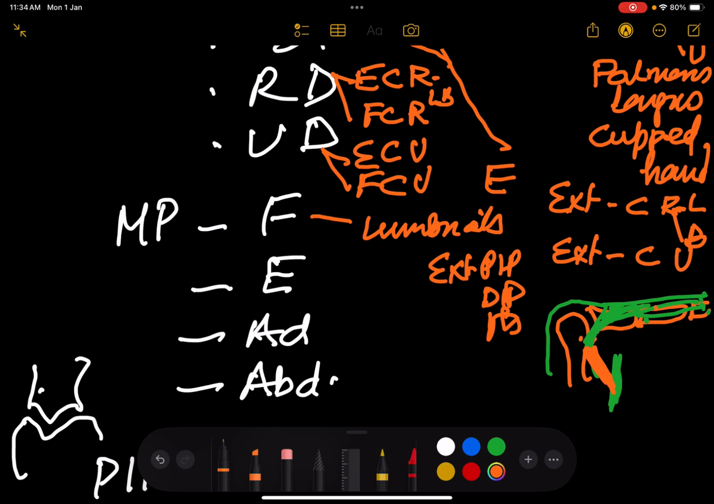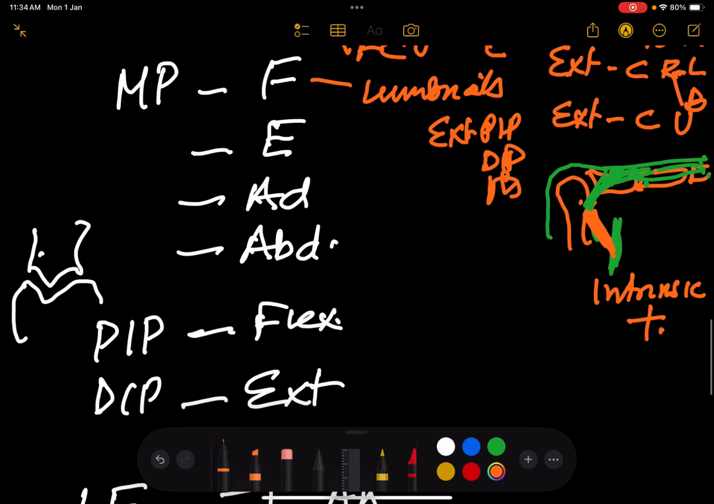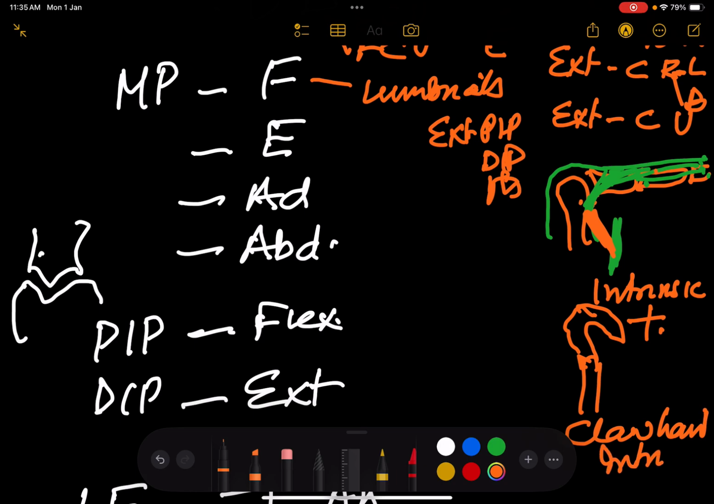This position is called the intrinsic plus position, and the reverse is extension at MP and flexion at PIP and DIP. So the reverse is, this is the metacarpal, extension here and flexion here. So this becomes claw hand or intrinsic minus. These are very, very important muscles called musician muscles, which are the lumbricals.